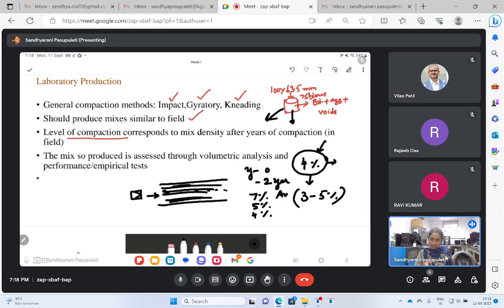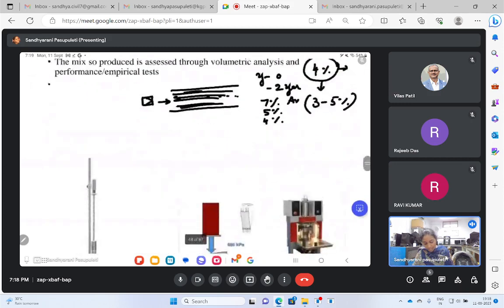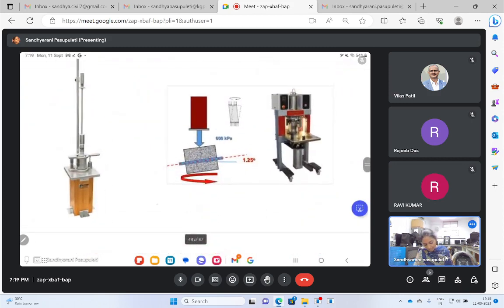What is the specific gravity of that mix? So whether this sample can take rutting or not, whether it can be resistant to fatigue or not. All these volumetric analysis and performance analysis will be performed on this specimen. Based on that, we determine: if I add this much amount of bitumen, now my specimen can be resistant to rutting, fatigue and any other moisture damage. So that bitumen content is what we call the optimum bitumen content.